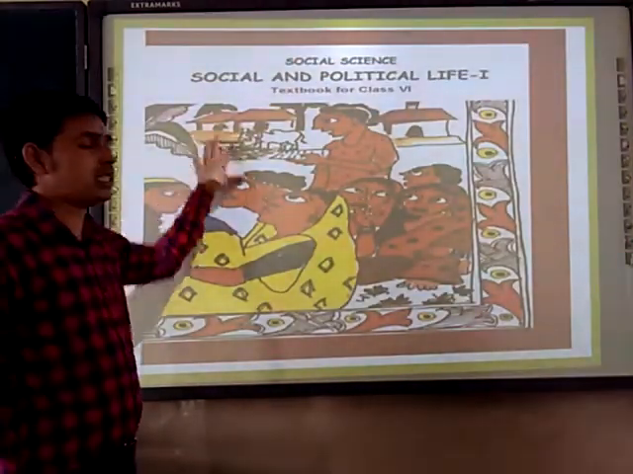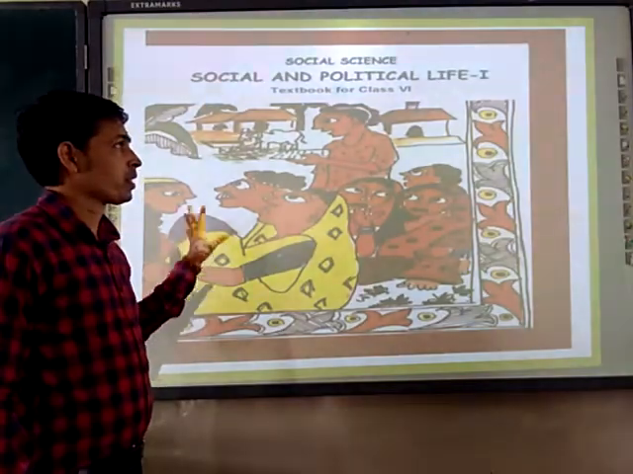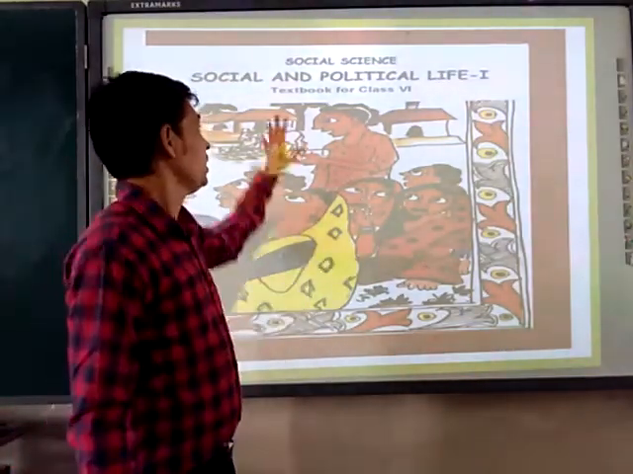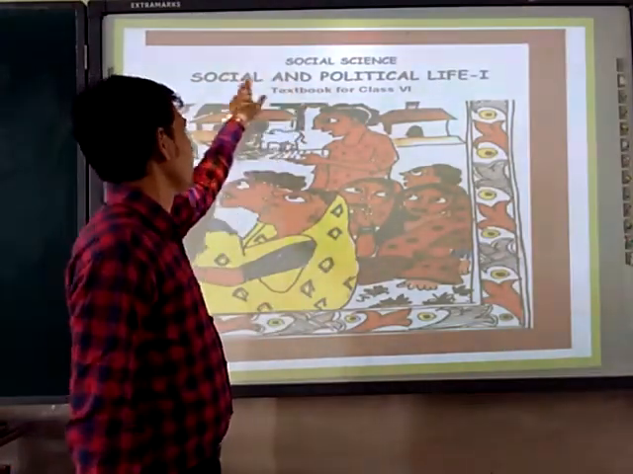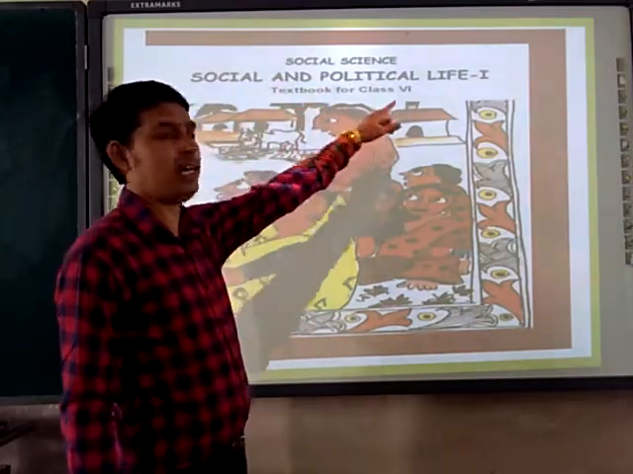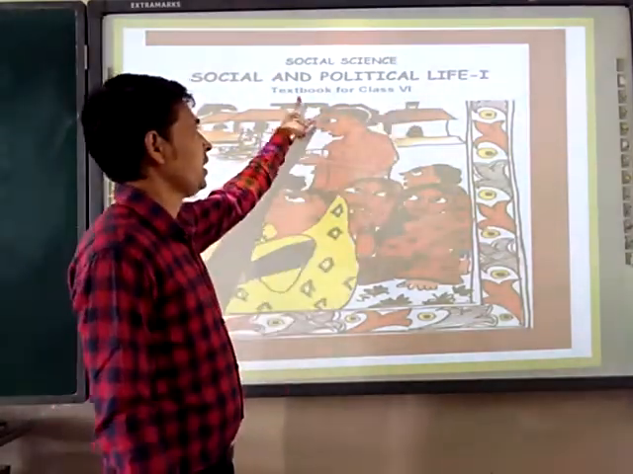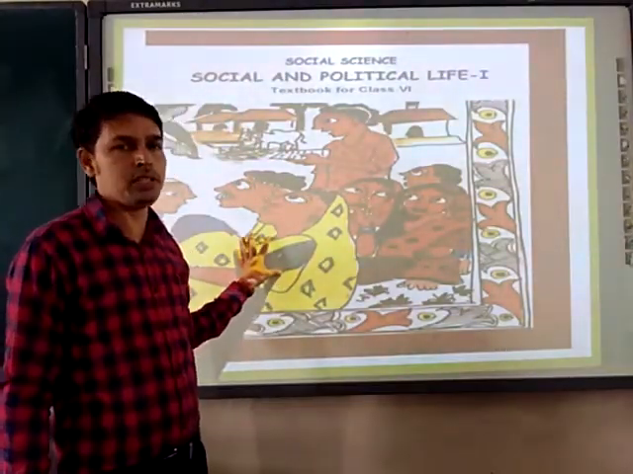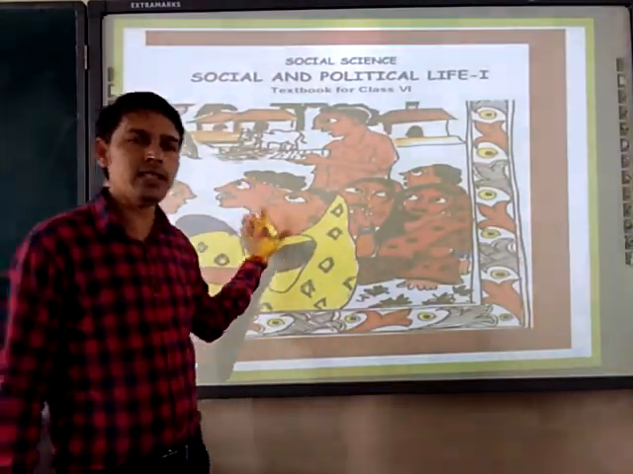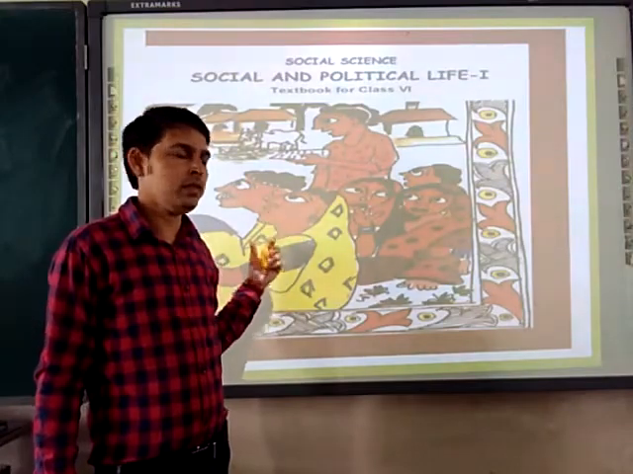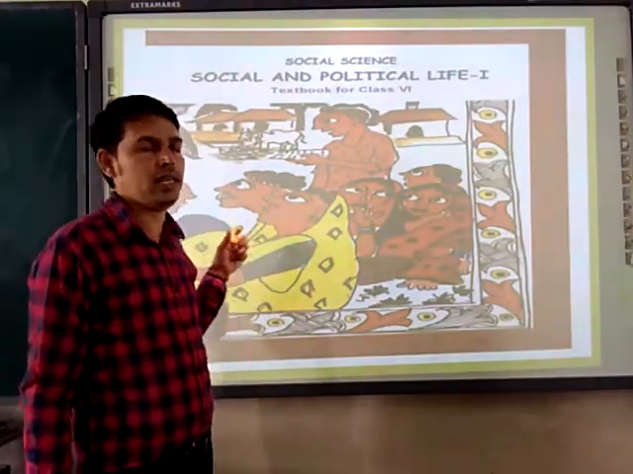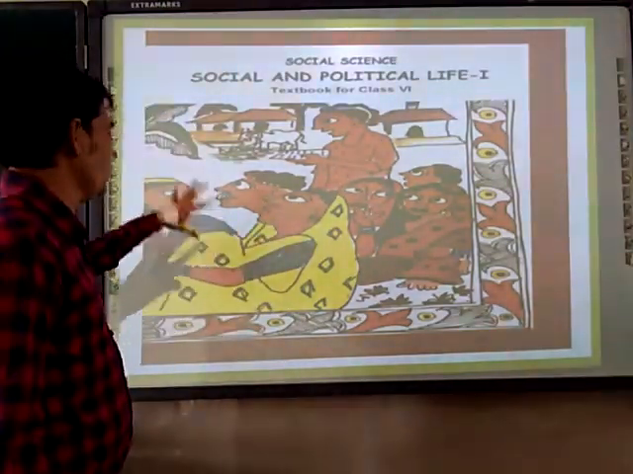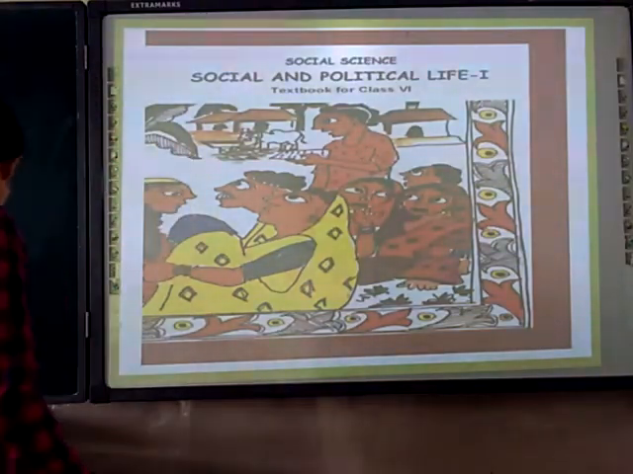Next, this is the civics textbook. The name of the textbook is Social Science: Social and Political Life Part 1, textbook for class 6. So this is the cover page of your civics textbook. This is the last textbook of social science for 6th standard. What we are going to study in this book, we will see.